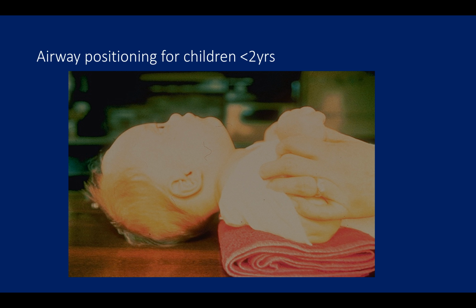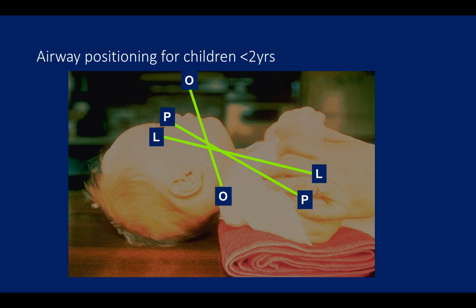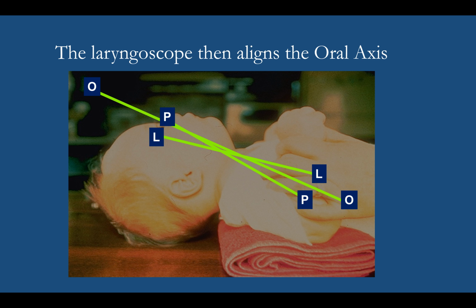By placing a roll underneath a neonate's shoulders, you will start to align these axes. See how you have the pharyngeal and laryngeal airway axes now lined up. In order to get the oral lined up, you need to insert an endotracheal tube with the laryngoscope. As we place our laryngoscope in, our oral axis will align as you pull the mouth and chin up.